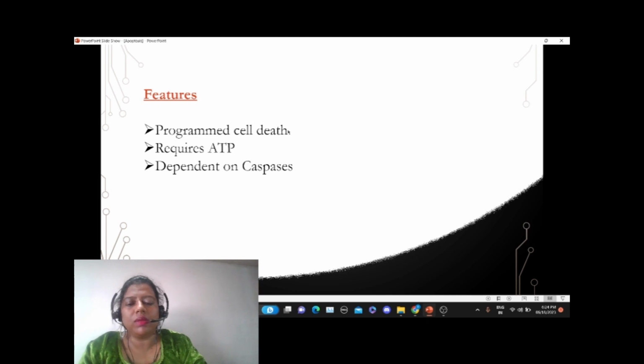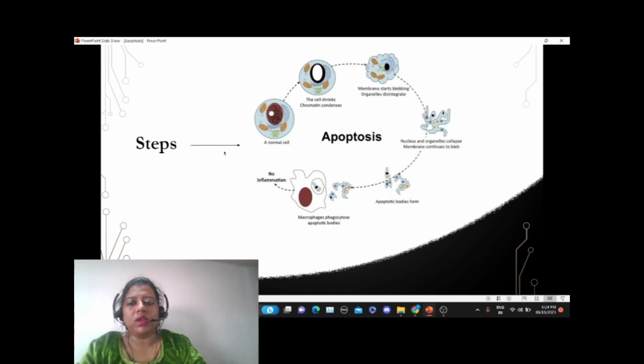Apoptosis is programmed cell death. It is an energy dependent process, that is, it requires ATP for its proper functioning. It is dependent on caspases. These are a family of proteins. The steps involved in apoptosis are as follows. Whenever a cell undergoes apoptosis, the first step is that the cell will shrink. There will be chromatin condensation. The membrane will start blebbing. As you all can see here, the shape of the membrane is deteriorating.